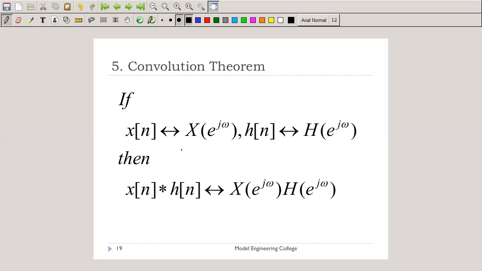Next is the convolution theorem. Let us consider two sequences x of n and h of n, and let x of e raised to j omega and h of e raised to j omega be the respective discrete time Fourier transform spectrums. Then Fourier transform of x of n convolution h of n is equal to x of e raised to j omega into h of e raised to j omega. That is, convolution in the time domain transforms to multiplication in the frequency domain. So DTFT of convolution of two sequences is equal to the product of the respective spectrums.